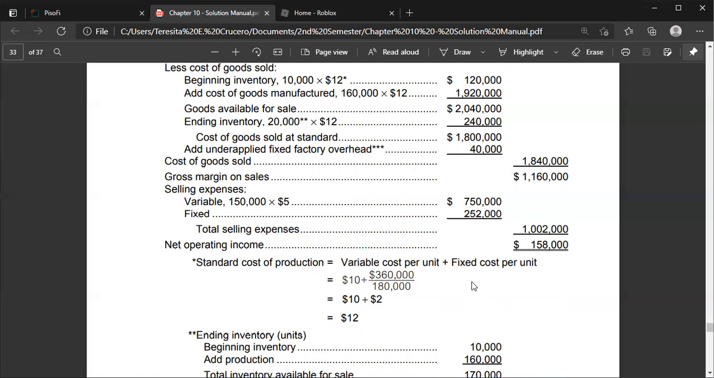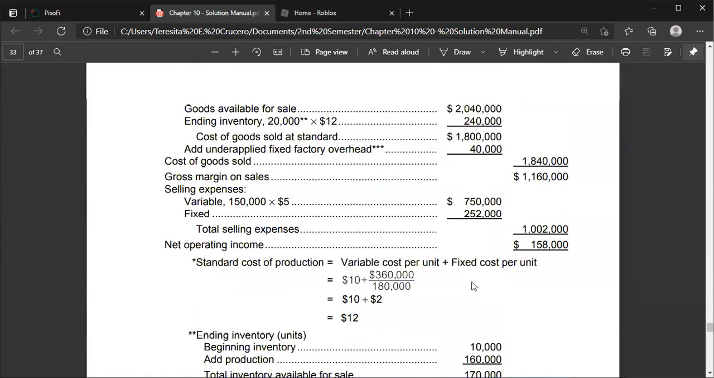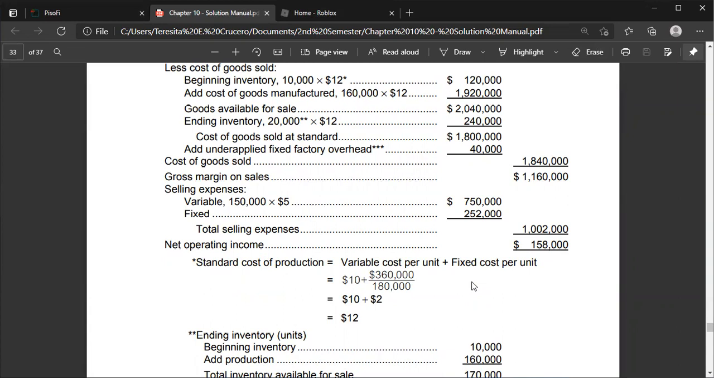We deduct the ending inventory of 20,000 units, you multiply by the unit cost. So we have the ending inventory computed as follows. Beginning inventory 10,000. Then we have the production of 160,000. The total inventory available for sale is 170,000. And then given is the unit sales of 150,000. So meaning we have the ending inventory of 20,000 units. So here we have your goods available for sale. We deduct the ending inventory of 240,000. That's 20,000 units at 12.